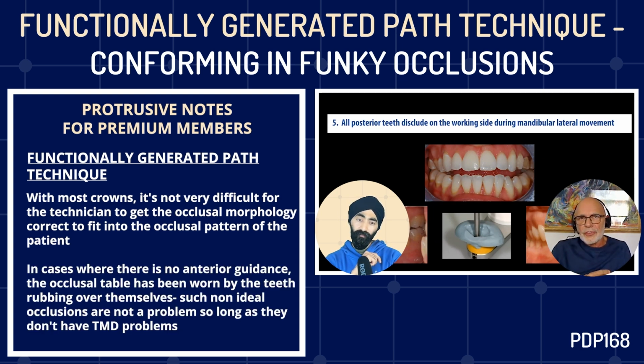In those cases where there is no anterior guidance, of course, the occlusal table has been worn by the teeth rubbing over themselves, and very often they also have bilateral contact, so they're grinding around on both sides of their molar teeth. It's not a problem so long as they don't have TMD problems, and it's nothing really to worry about. The problem is, if you have to make a crown for somebody like that, how do you give the patient something which will fit into their posterior guidance?